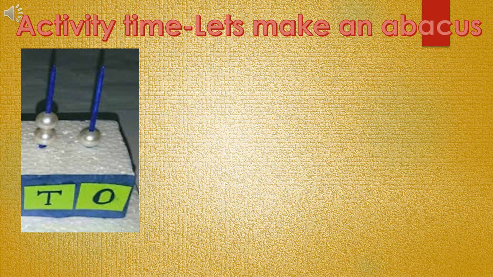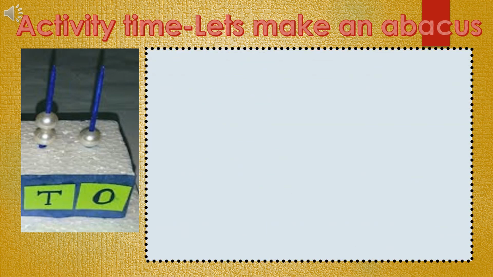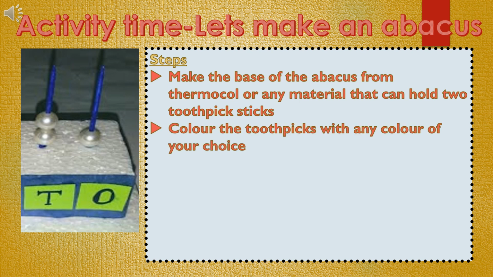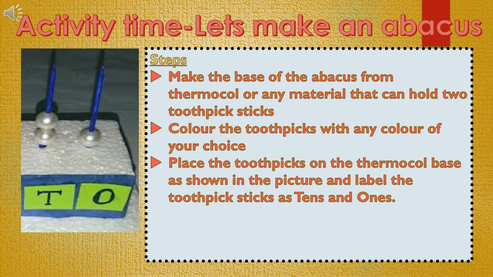Now children, it's our activity time. So today we are going to be making an abacus. The steps are as follows. Make the base of the abacus from thermocol or any material that can hold 2 toothpick sticks. You can use thermocol or Play-Doh, whichever you find convenient, to place 2 toothpicks in that material. Color the toothpicks with any color of your choice. Place the toothpicks on the thermocol base as shown in the picture and label the toothpicks as tens and ones.